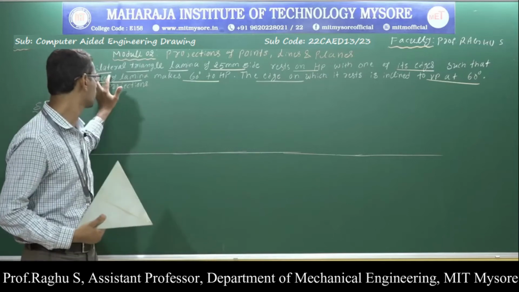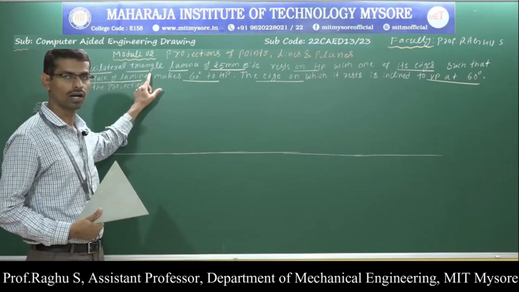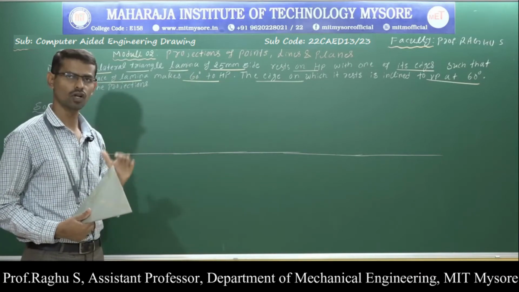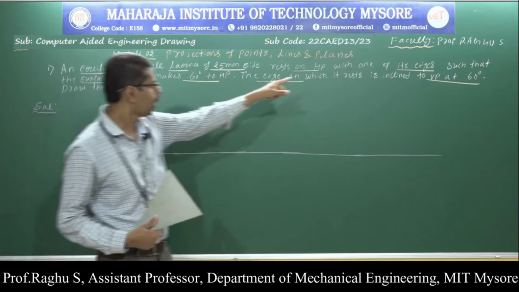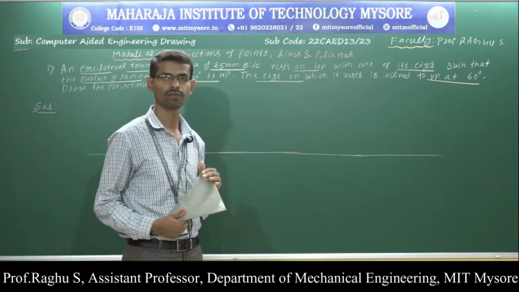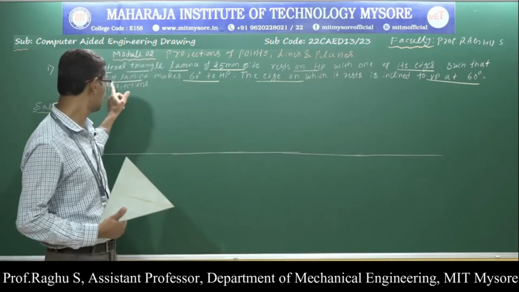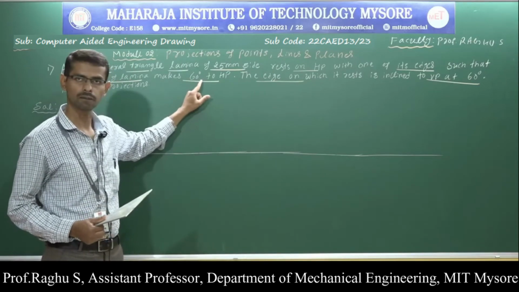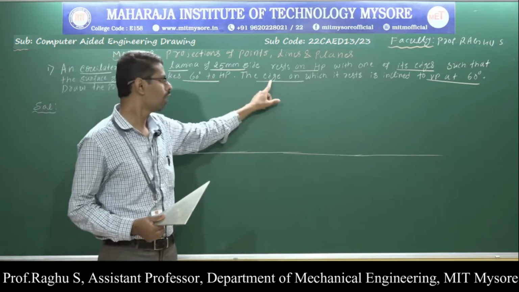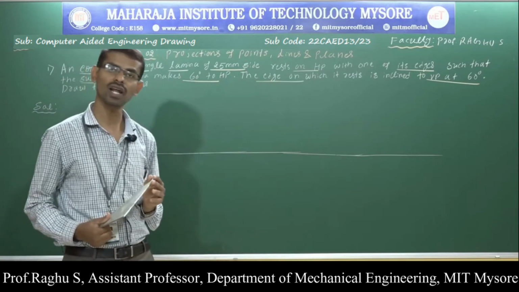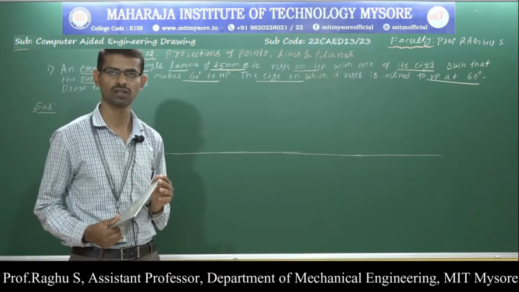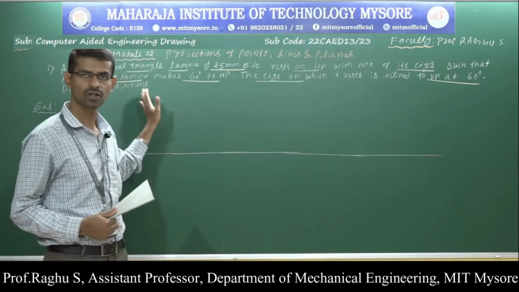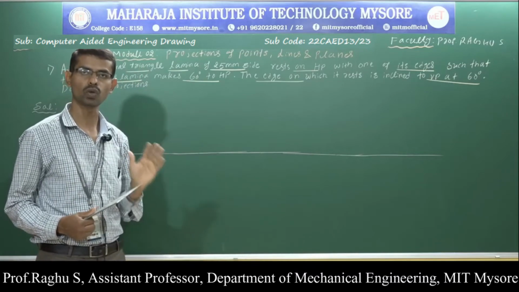The first problem: an equilateral triangular lamina of 25 mm side rests on HP with one of its edges such that the surface of the lamina is inclined to HP at 60 degrees. The edge on which it rests is inclined to VP at 60 degrees. Draw the projections. So draw the projections means we are supposed to draw the front view and top view of the lamina.